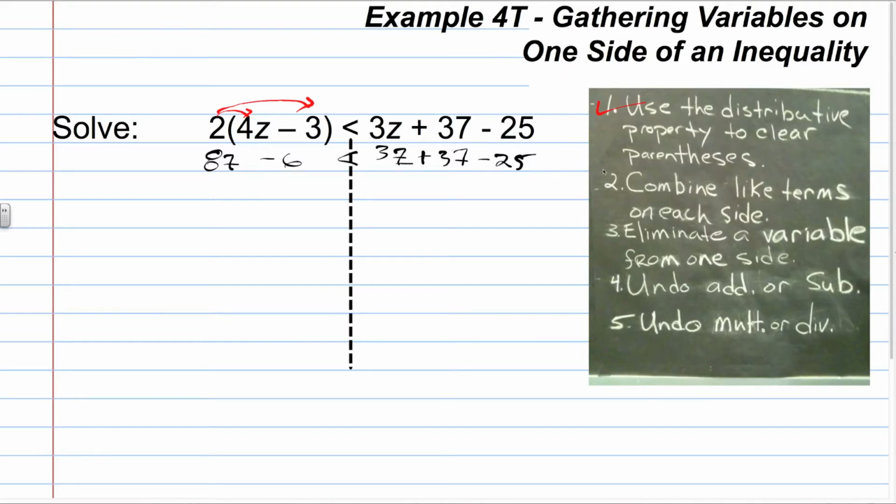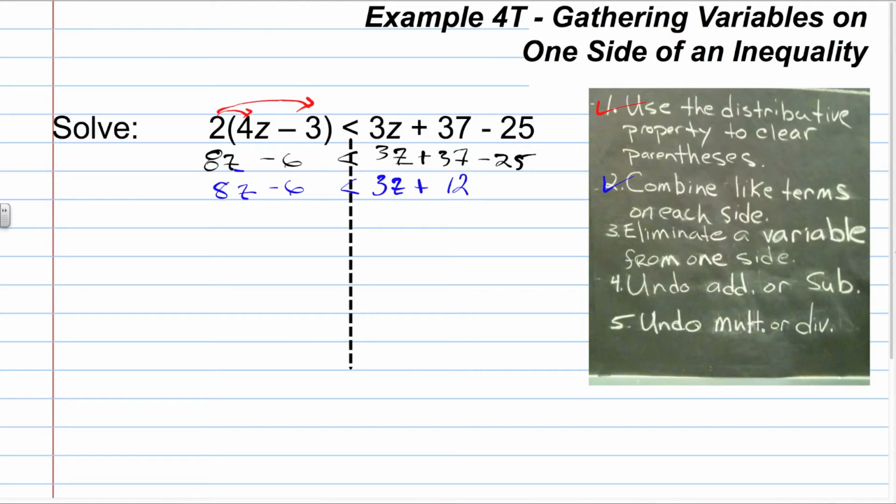So our next step is to combine like terms on each side, and I'm going to check that off in blue. Looking at the left-hand side, 8z minus 6, these are not like terms, so we can't do anything with them. On this side, 3z is not like terms with 37 or 25. But 37 and 25, we can subtract them. 37 take away 25 gives us 12. So I bring everything else down: 3z plus 12 on this side, 8z minus 6 on the other. In the middle, I bring down the inequality.